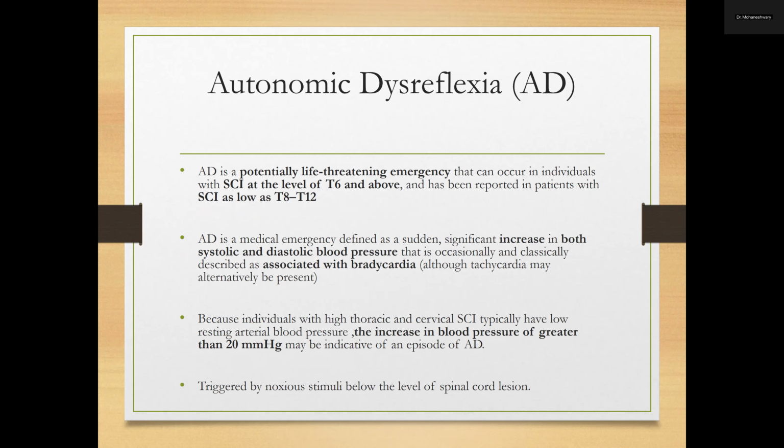It commonly happens with SCI survivors at the level of T6 and above. Whoever sustains an injury of T6 and above can have this. But there are also cases reported in spinal cord injured patients as low as T8 to T12. So not necessarily T6 and above definitely to have this, but there are also cases reported with T8 and T12 injured patients as well. So it's a medical emergency where basically there is an increase in both systolic and diastolic blood pressure.